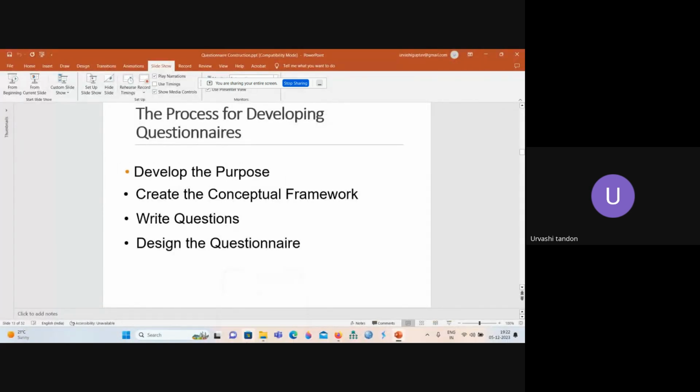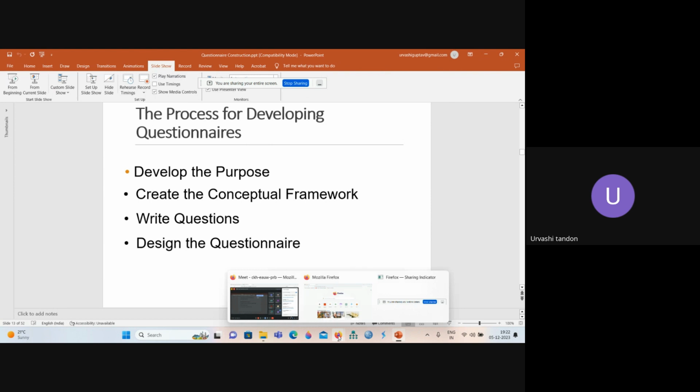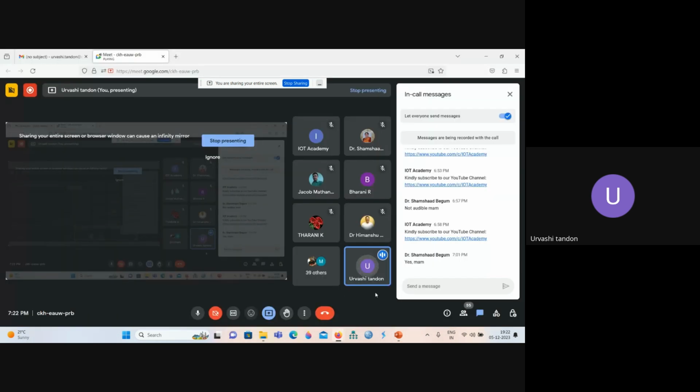So first of all, develop the purpose. What is the purpose? Then create a conceptual framework. So anybody who would like to answer, what is a conceptual framework? What is the difference between conceptual and theoretical framework? We always say conceptual framework. What is this? What is the difference between conceptual and theoretical framework? Anyone?